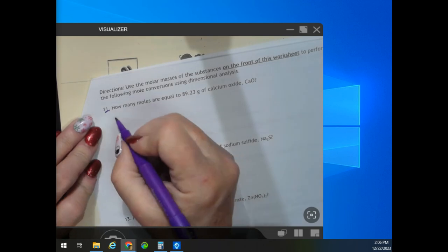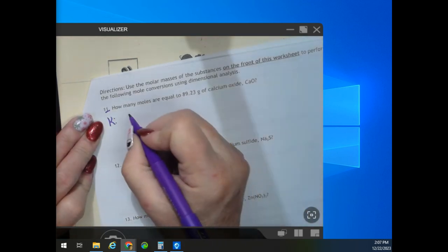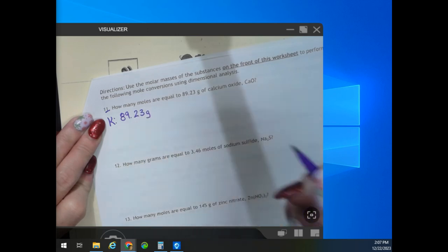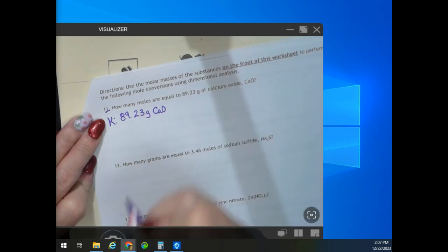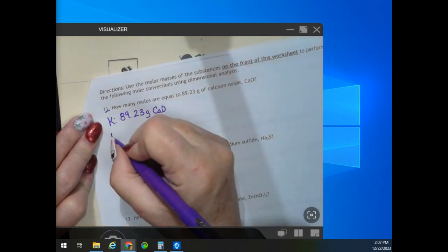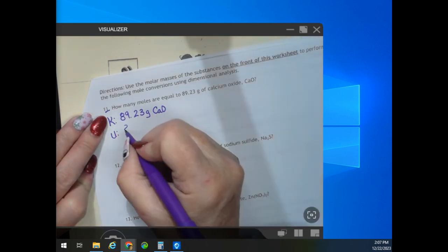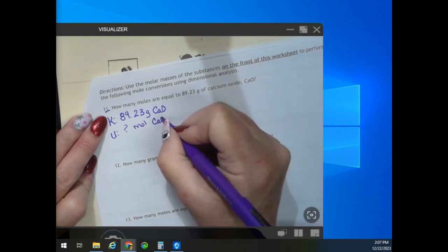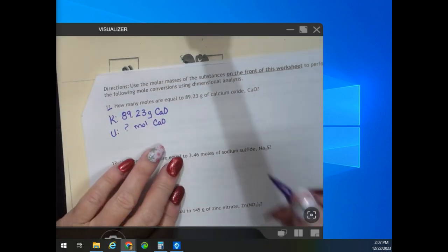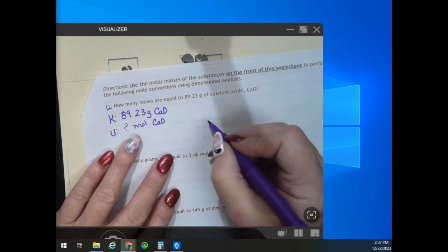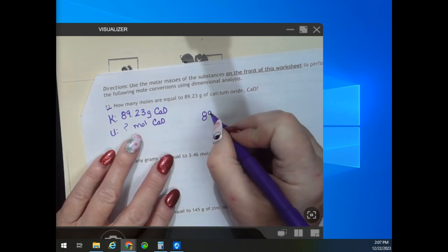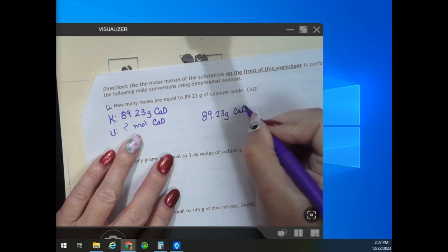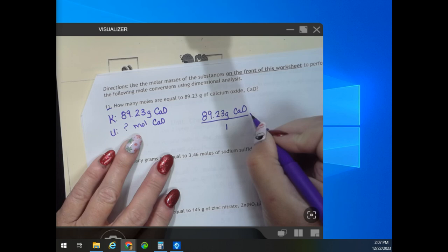All right, so we're going to do the same thing. What do we know? We know that we have 89.23 grams of CaO. And what are we looking for? We are looking for the number of moles of CaO. So I'm going to set up my conversion. I'm going to start with my given, what I know, 89.23 grams of CaO, and put that over 1 because that's what we do.